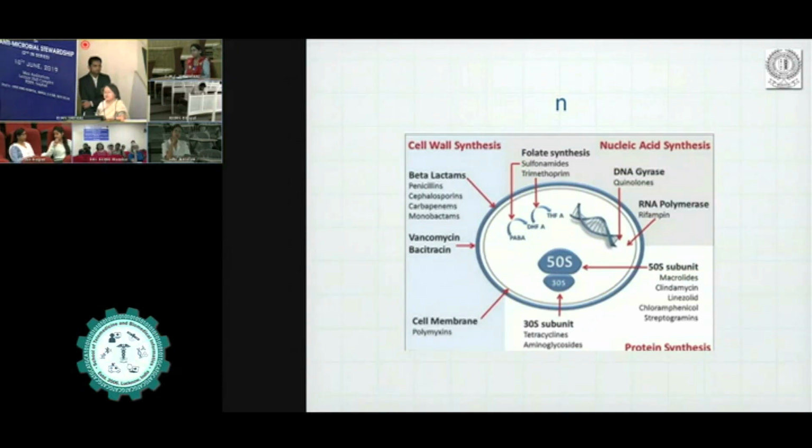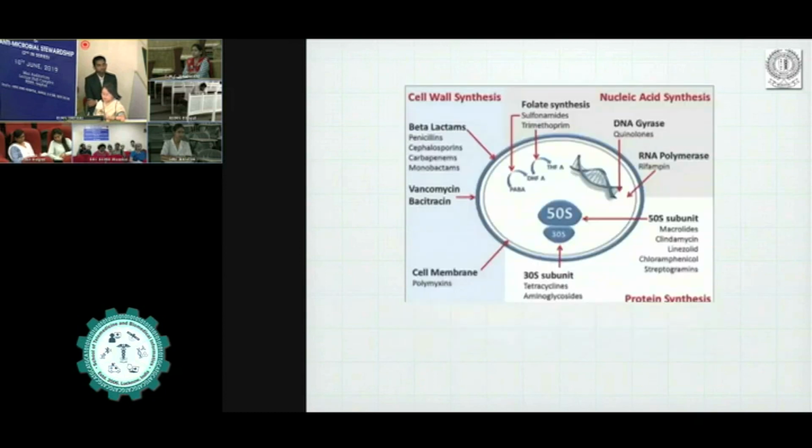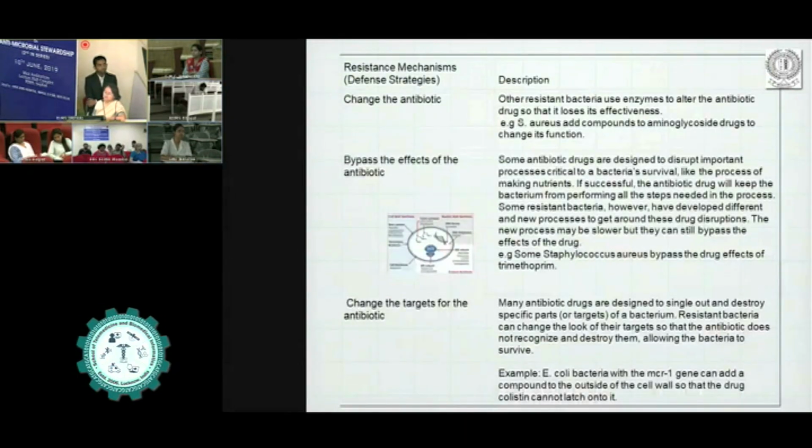So we always tend to give sulfonamides and trimethoprims together. Though both of these drugs act on the bacteria through the same pathway, that is folate synthesis, though it is the same pathway, it is in different steps. That is why they have a synergistic effect. That is why we give these antibiotics together. So how does it become resistant? How does the bacteria become resistant?